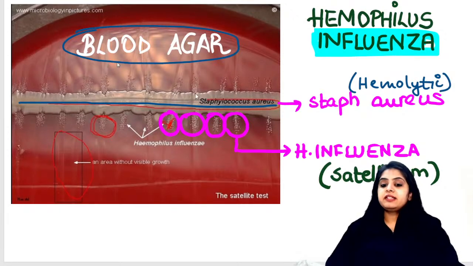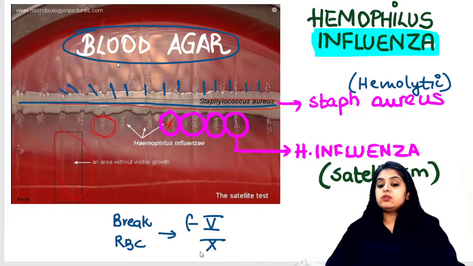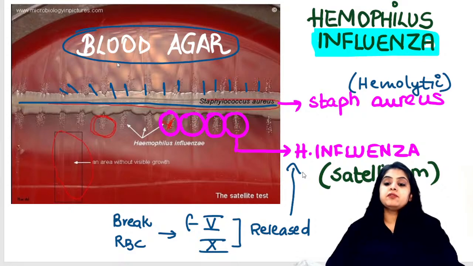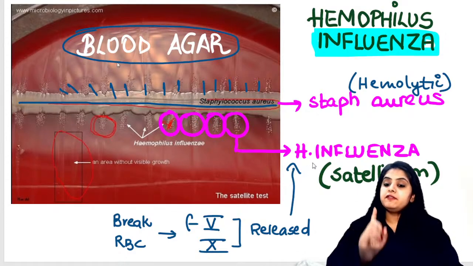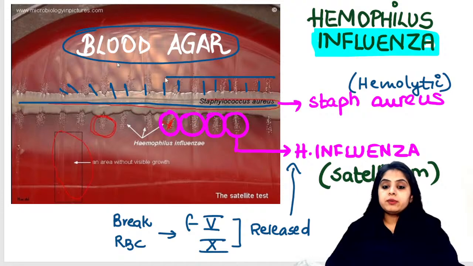Fine. Now having said that, if Staph aureus is hemolytic, it will break all the red blood cells here, all the blood will break. When the blood will break, what factors will come out? When the RBCs break, very good, factor 5 and factor 10 are going to come out. Factor 5 and factor 10 are released, and that is what Haemophilus influenzae was waiting for. Haemophilus influenzae said, if you give me factor 5 and factor 10, I will grow. So Haemophilus influenzae now starts growing in this area.